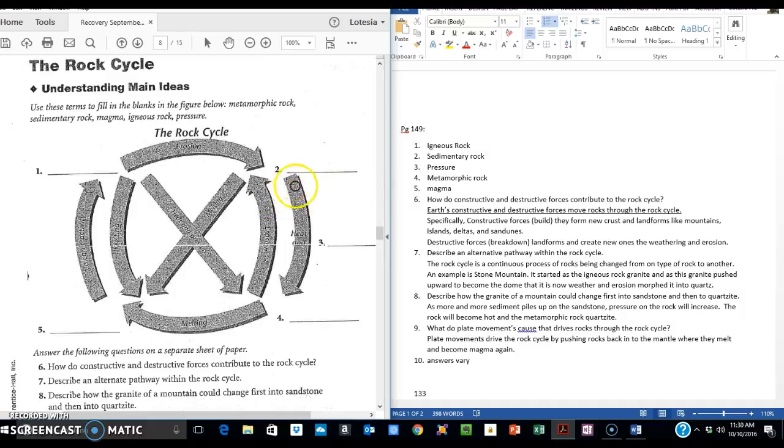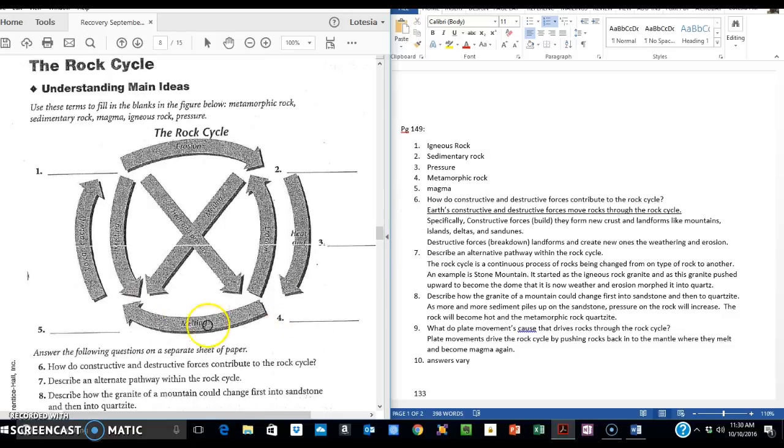After step two, you have heat and blank. Heat and pressure is one of the other ways that another type of rock can be formed. So for number three, I put pressure. The rock that is formed from heat and pressure is going to be metamorphic. Remember that metamorphic rocks are the ones that have those bands or ribbon-like stripes throughout.